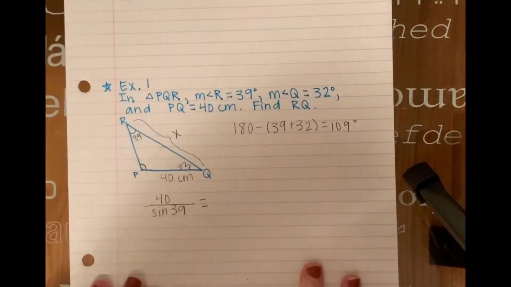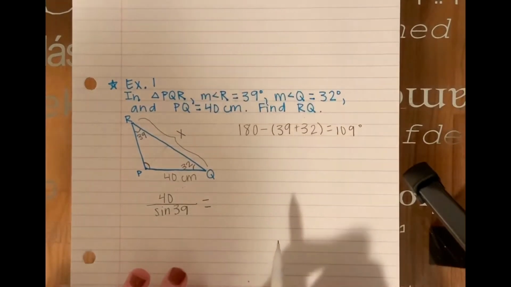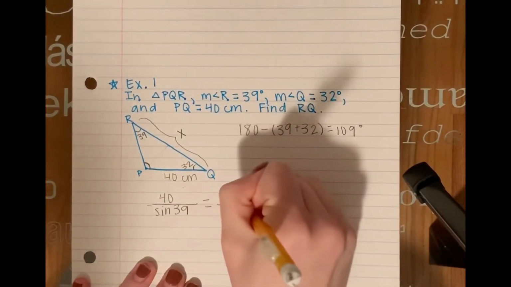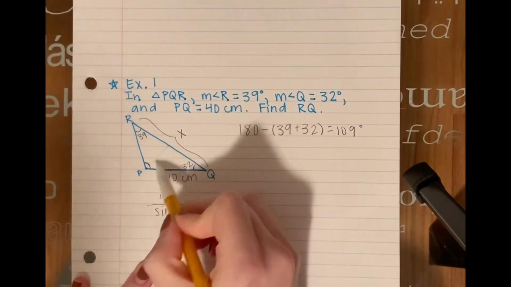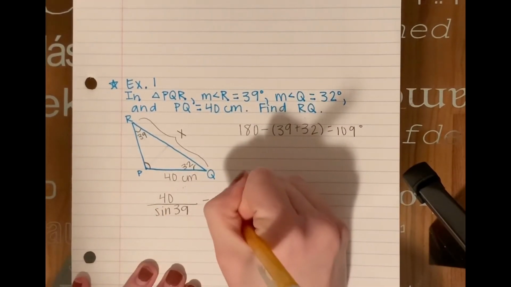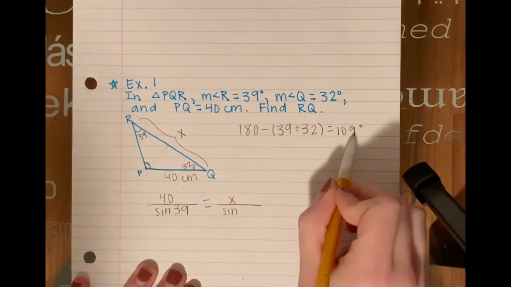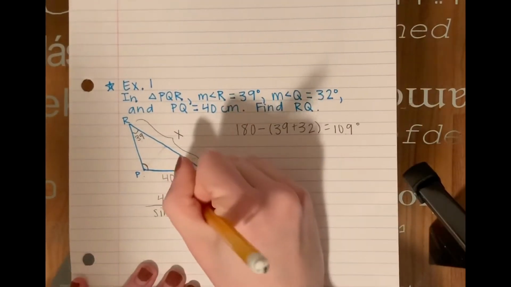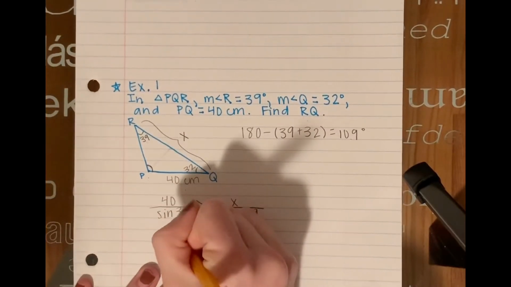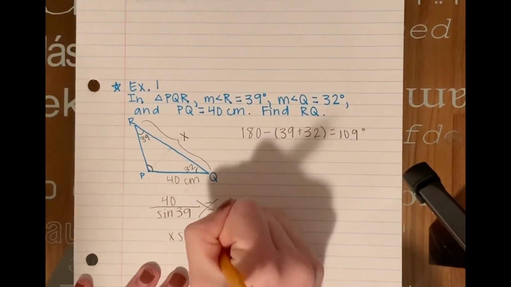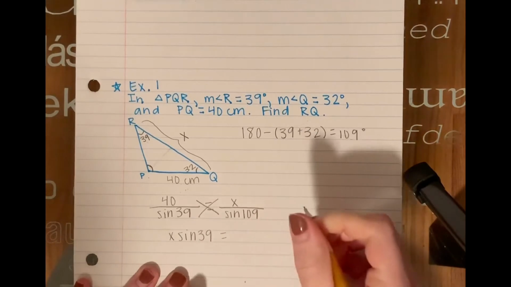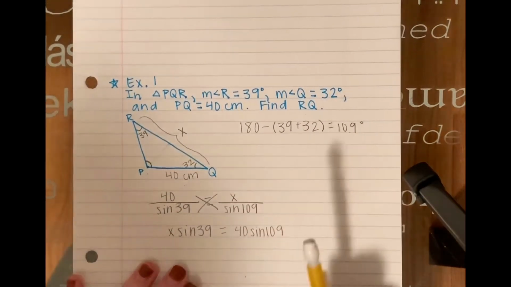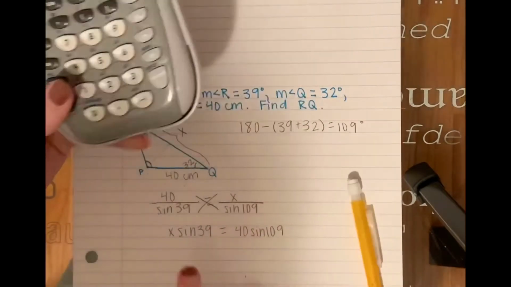equals what I'm looking for. I'm looking for side X, so I would just leave it as an X, over, and then the angle that it's partnered with, which would be sine of P, which we figured out was 109, so sine 109. And then I cross multiply, so I'd get X sine 39 equals 40 sine 109.